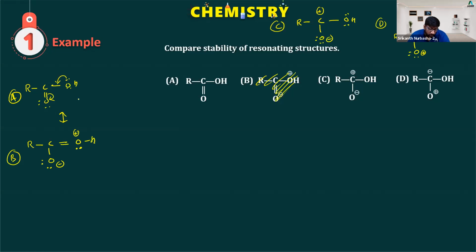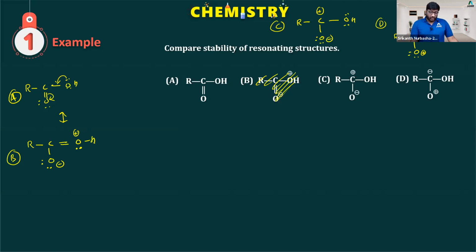Look at A and B. Octet is complete or not? A and B, octet is complete for all atoms. C and D, octet is incomplete. And if you try to compare among C and D, octet is incomplete and negative charge on the more electronegative atom is slightly more stable. So C should be more stable when compared to D.